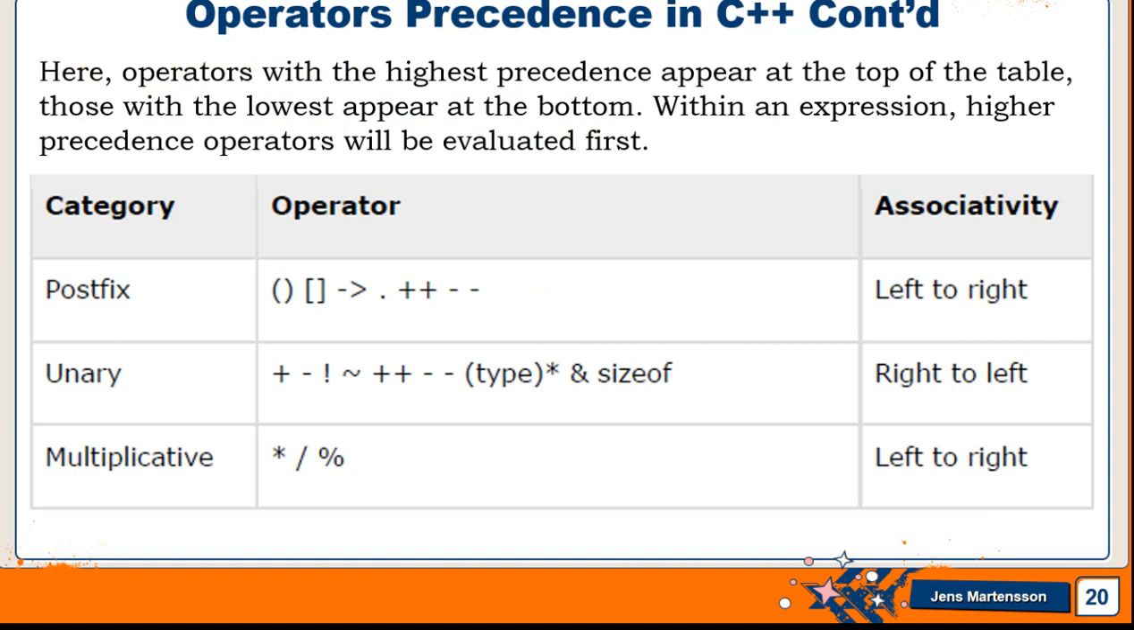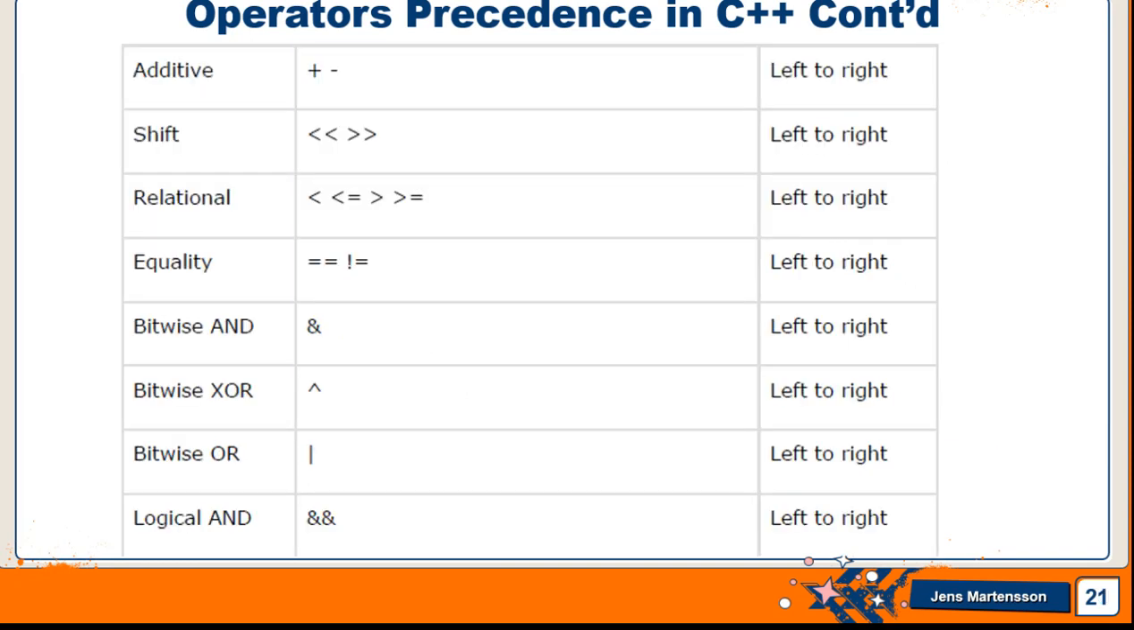So for the postfix operators, we have the parentheses, the square brackets, the arrow, the dot, the plus plus, and finally the rest. This is how they follow. It will first look at what comes here, and if it is unary, it will look at this, then that, following the same way. And if there is multiplicative, it is going to do it this way, and that is followed by additive. So take your time, go through them and familiarize yourself with them.